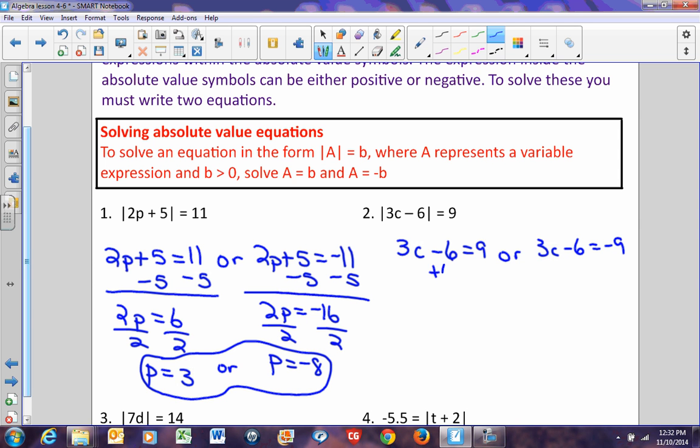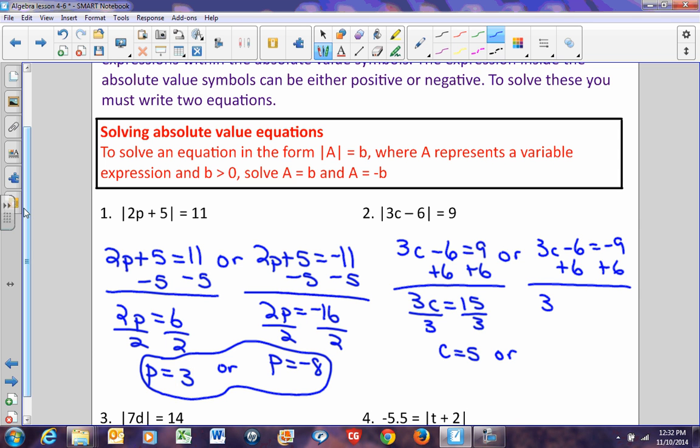So I will add 6, you get 3c equals 15, divide by 3, c equals 5. Or, if I do this over here, I add 6 to both sides again, you get 3c equals negative 9 plus 6 is negative 3, divide by 3, c equals negative 1. So c can equal 5, or c can equal negative 1.